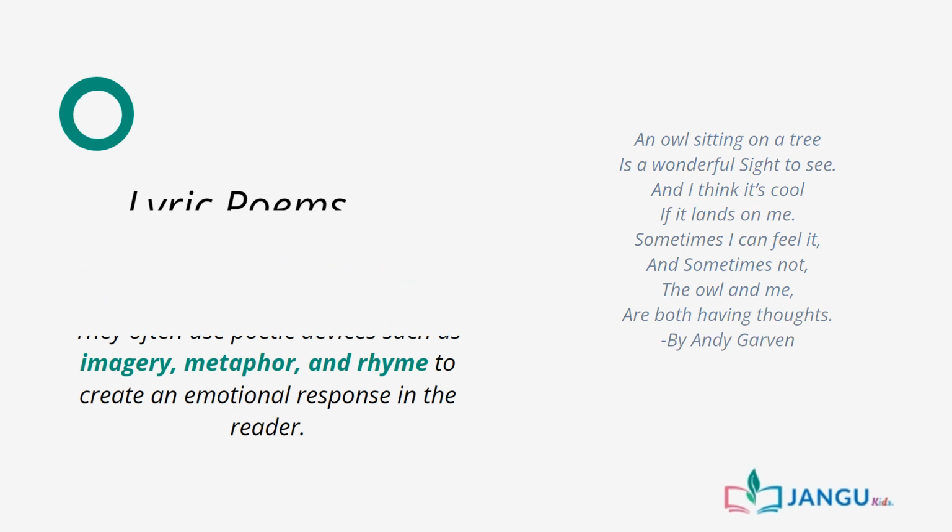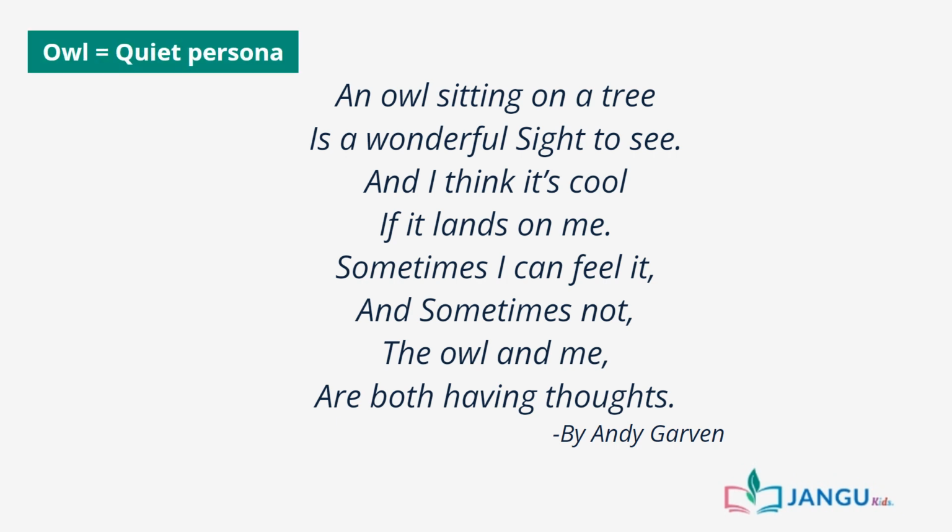By Andy Garvin. From the poem, you can see that there are lots of lyrics and rhymes in it, as tree rhymes with see and it rhymes with not. The language of poetry, being deep and concise, can also be seen here, as the owl might just be a poetic symbol for a quiet person to whom the writer can relate, and not necessarily the owl bird.